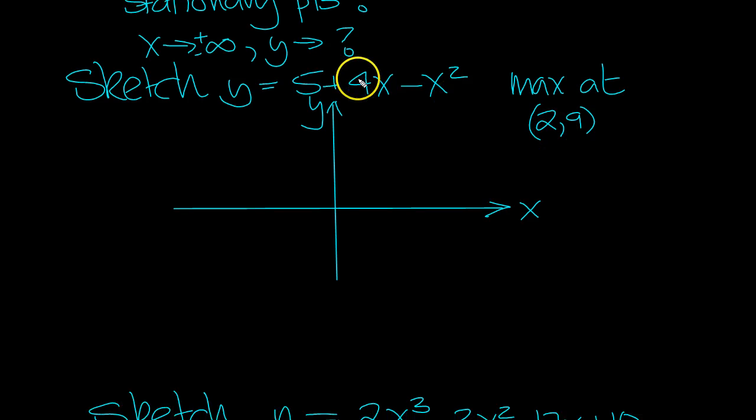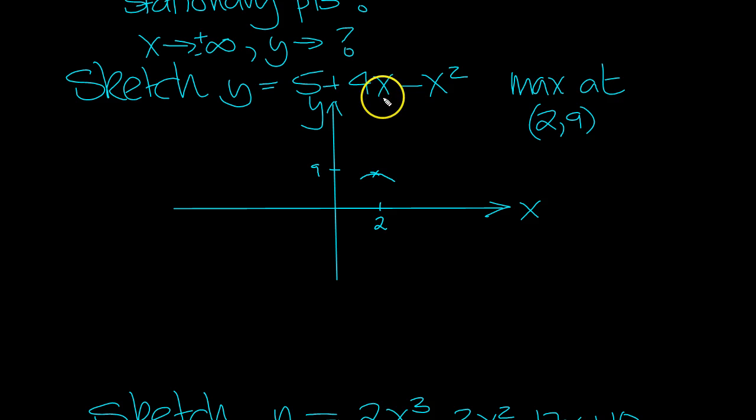So with those thoughts in mind, let's have a look at this one. We've done this before. We know it's got a max at 2, 9 and no other max. So when x is 2, y is 9. So we can sketch that like so, and that's a maximum. Now when x is 0, if I put 0 in here, I get y as 5. So it goes through 5.